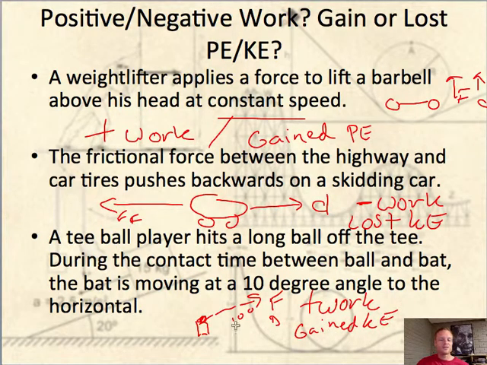The tricky part might be to realize that this ball is now higher above the ground than it was before, because it wasn't just shot horizontally off the tee. It wasn't just a line drive. It was shot at an angle 10 degrees above the horizontal. So it's actually going to gain potential energy too, because it's getting higher. So these are some examples of looking at whether there was positive or negative work, and whether the object gained or lost potential and or kinetic energy.